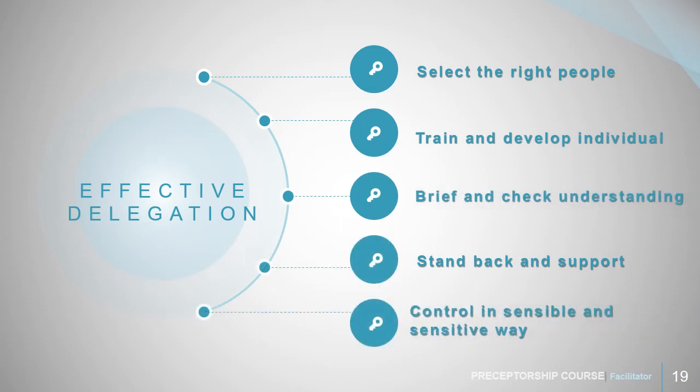In order to effectively delegate tasks, the preceptor should select the right people based on the evaluation of their competencies and unit performance. Once selected, the preceptor should train and develop the individual, explain the task, give the necessary information, and check understanding. Know when to stand back and support the staff. Control in a sensible and sensitive way, in order for the staff to feel that you trust them and to empower them.